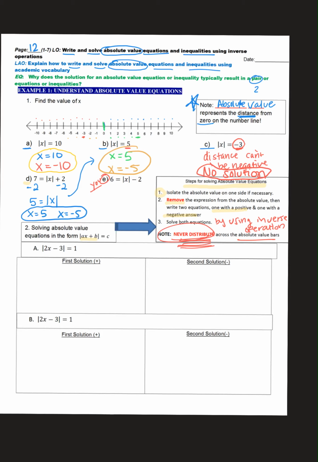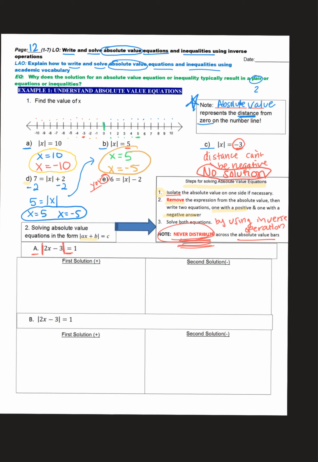So A, I see 2x minus 3 inside the absolute value bars equals 1. Our first step is to isolate the absolute value on one side if necessary. There is nothing on the outside of the absolute value bar, so it's already isolated. Number 2, remove the expression from the absolute value bar and write 2 equations, one with a positive and one with a negative answer.